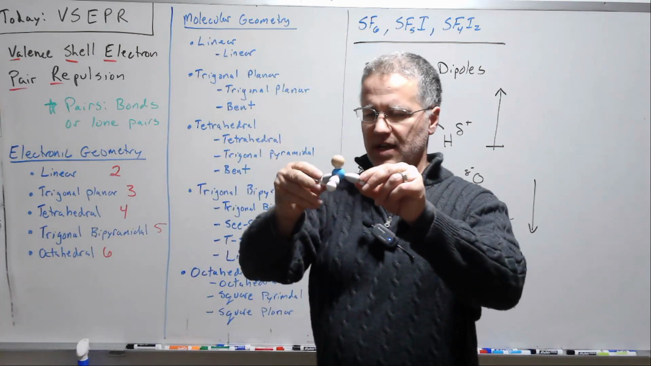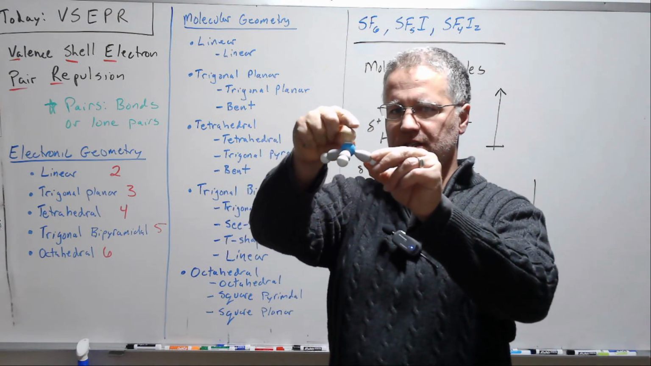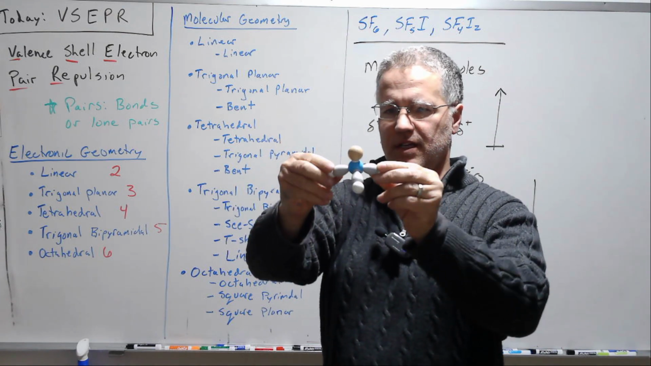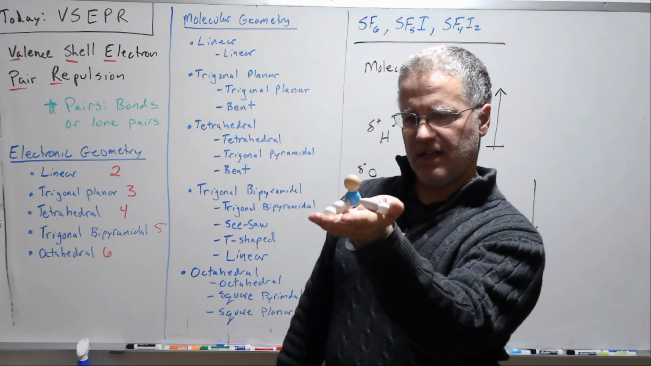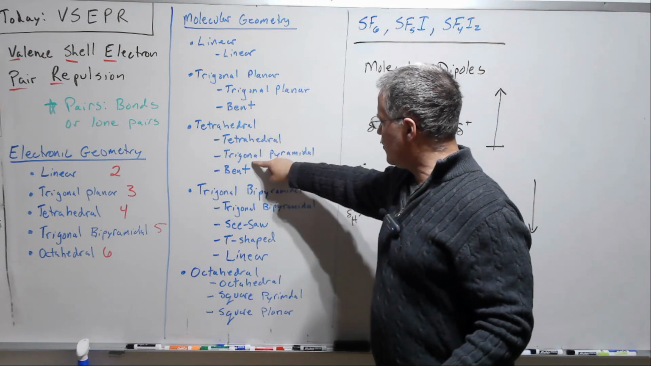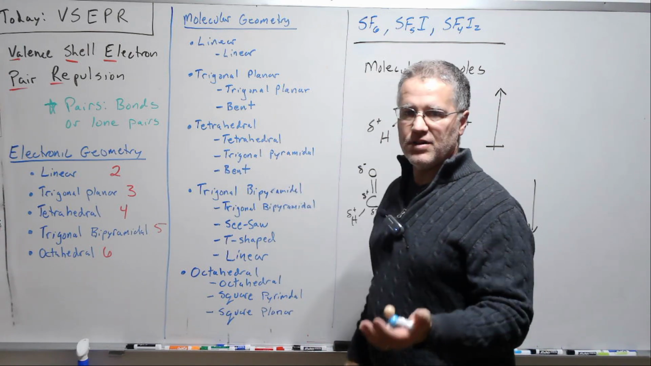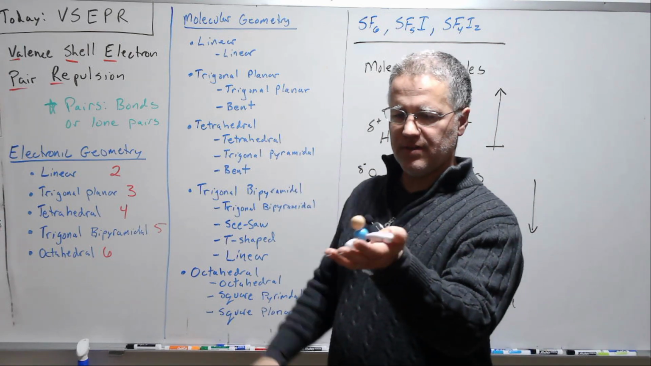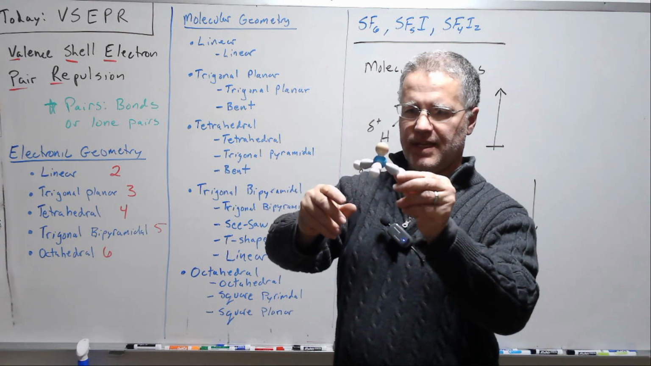When one of those bonds is replaced with a lone pair, so this lone pair here, then this stands like a pyramid. And so we're tetrahedral, trigonal pyramidal. Looks like that.